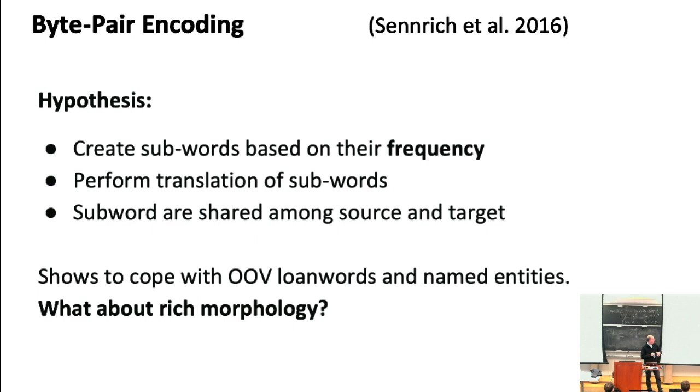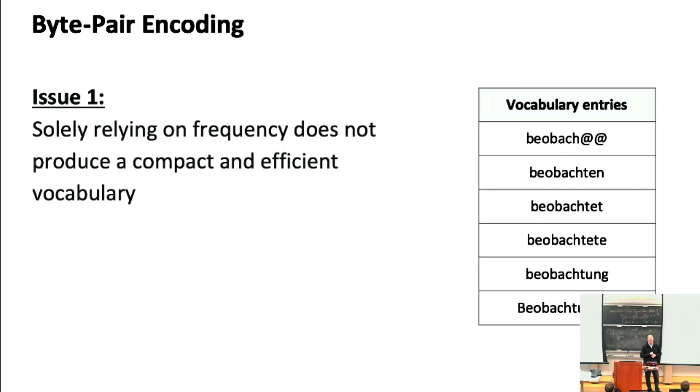But the point is, does this work also for rich morphology languages like Turkish? So we see some issues with byte-pair encoding. In general, solely relying on frequency does not guarantee that you can produce a compact and efficient vocabulary. So here's German on the right. You see that for the reason that these words are frequent, they are left intact. So you have entries which overlap quite a lot, you know? And probably this is not the most efficient way to organize the vocabulary. All these words share the same roots, which is not small, but maybe it could be more efficient to split them in this case.